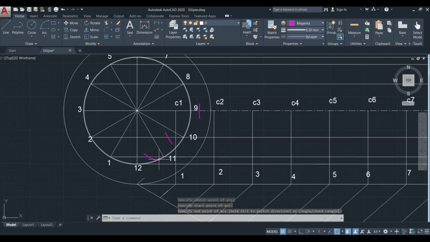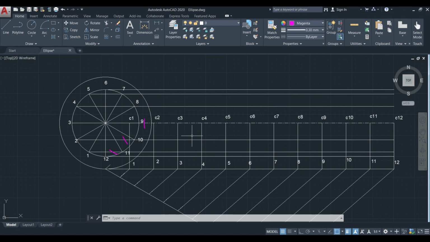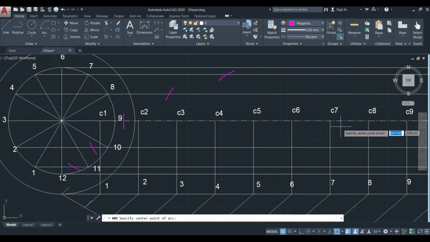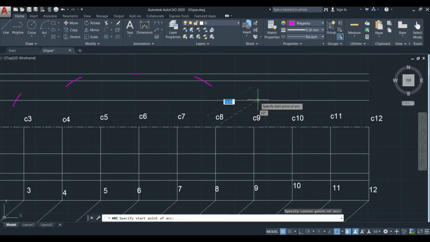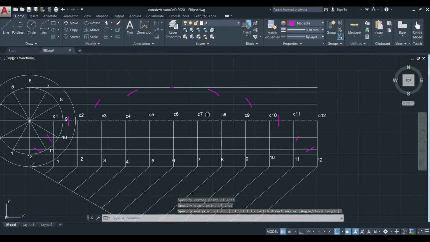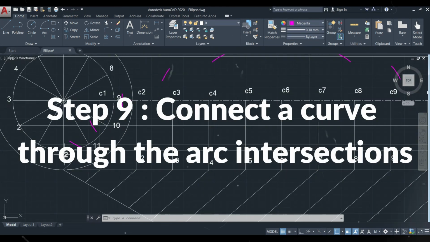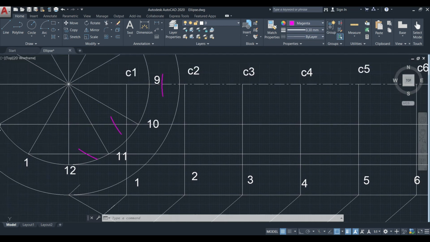Similarly, we have to repeat the same procedure with all the other center points with the same radius of 20 mm. Finally, we can draw a curve starting from the point 12 on the circle through the intersections of the arcs and straight lines.